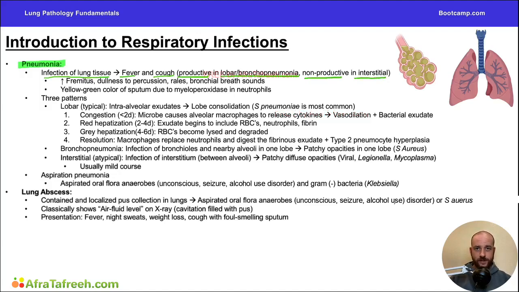So the classical physical exam findings that we're going to find in pneumonia are increased fremitus and dullness to percussion, and that's due to the consolidation of the lungs. And we're also going to see rales and bronchial breath sounds.